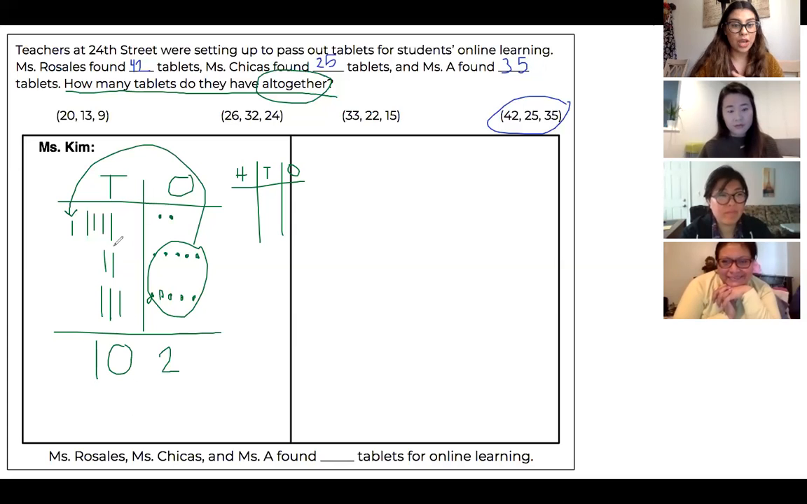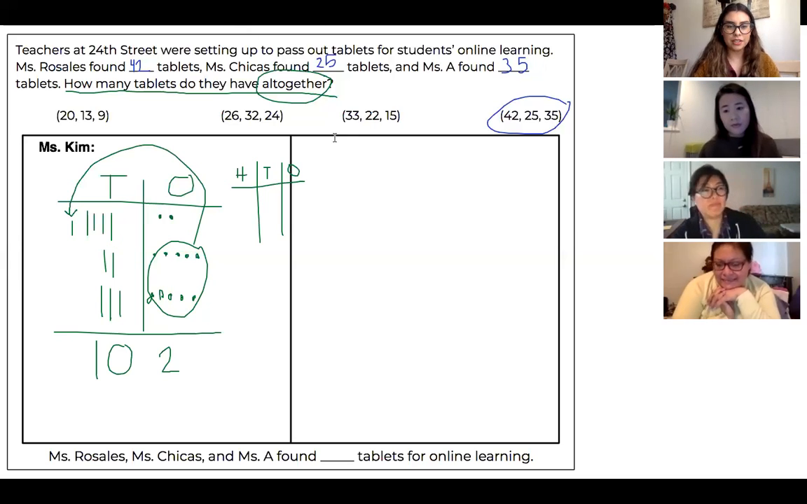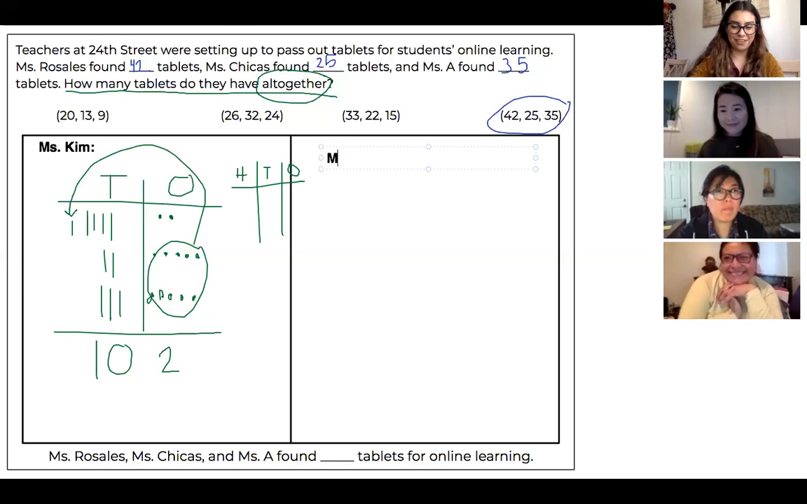So we see her strategy. She used the tens and ones chart, and she drew her strategy. Great strategy. Can I have a volunteer for the next strategy? One more strategy. Miss T, love hearing from you.